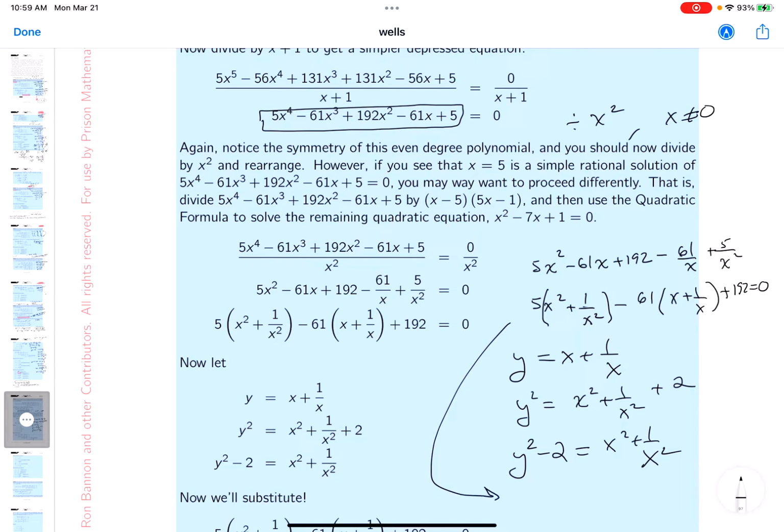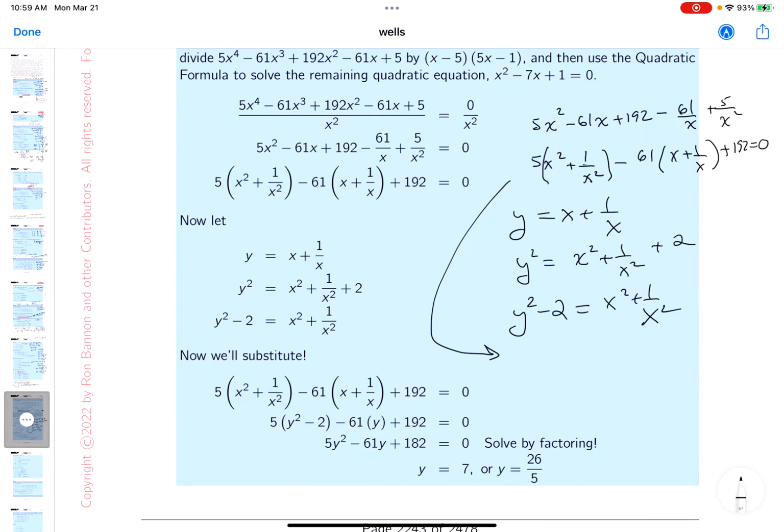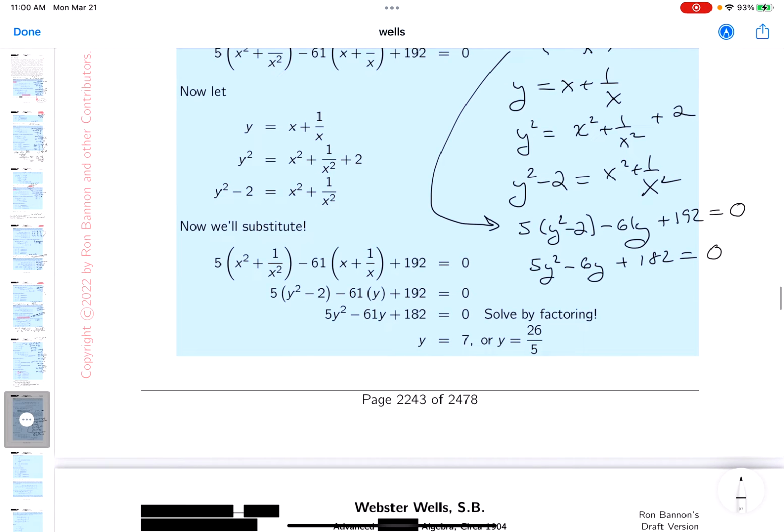We're going to pop it in, and I'm hoping to get something like a really simple equation over here. What are you going to get? 5 times y squared minus 2, minus 61y plus 192 equals 0. You're going to get 5y squared minus 61y. That's minus 10, and 192 is 182. Yes, I know it's difficult to factor that. I'm still going to give it a try.